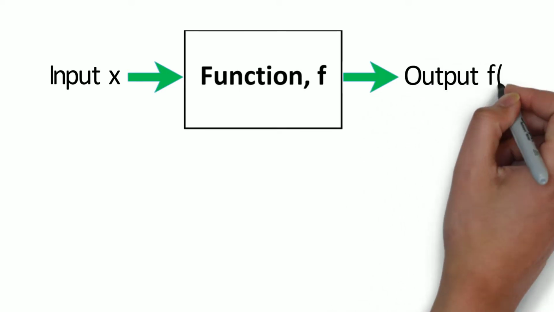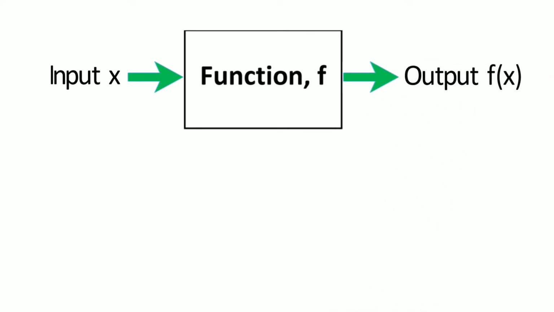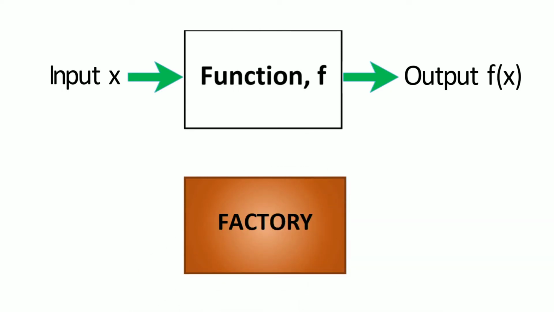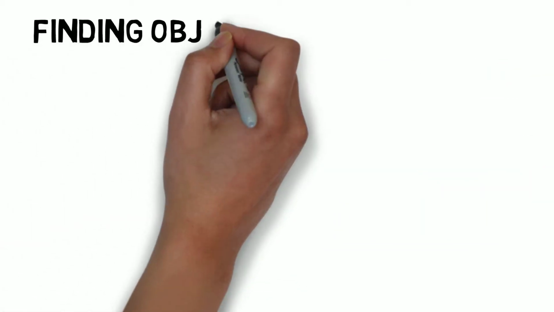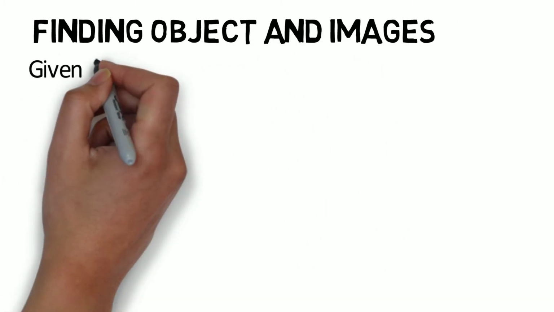A function is responsible for transforming the input value into the output value. A simple analogy would be a chocolate factory where the cocoa beans are turned into chocolate. We will now go through a few examples of solving problems involving functions. Let's take a look at how to find objects and images for a given function.